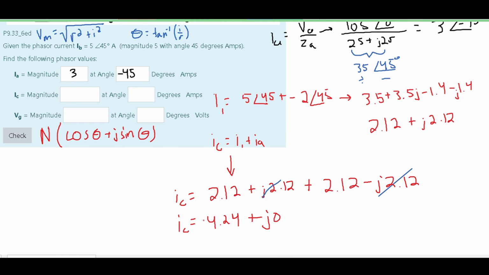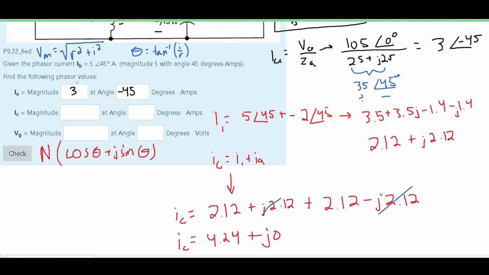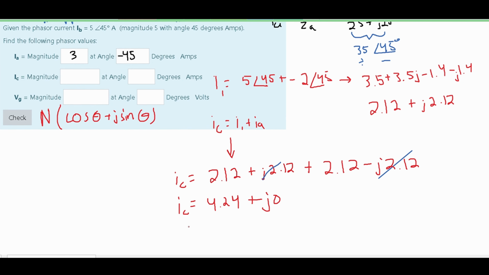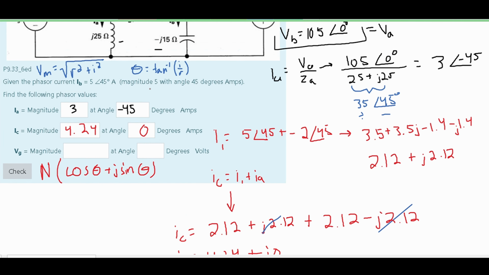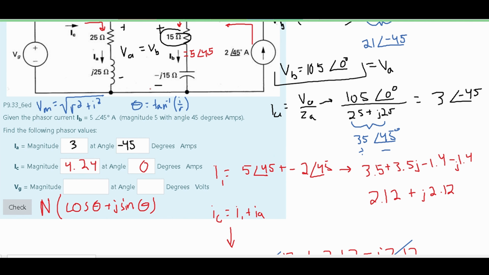Now we want to convert it back into the polar form. We're going to use this equation right here. And just by looking at it, we can really see that our I of C is just going to equal 4.24 as our magnitude, and we are not going to have an angle, or we can say that our angle is 0 degrees. So when we plug this in here, we're going to write 4.24 for our magnitude at an angle of 0 degrees. And that is how we would solve for I of C.